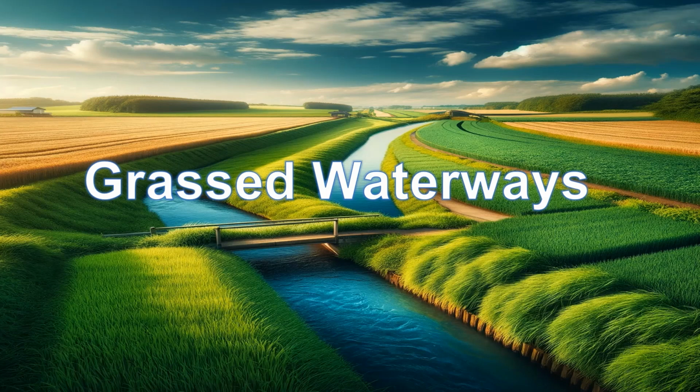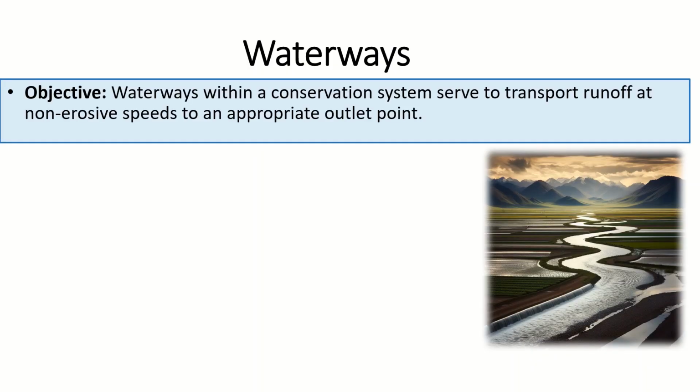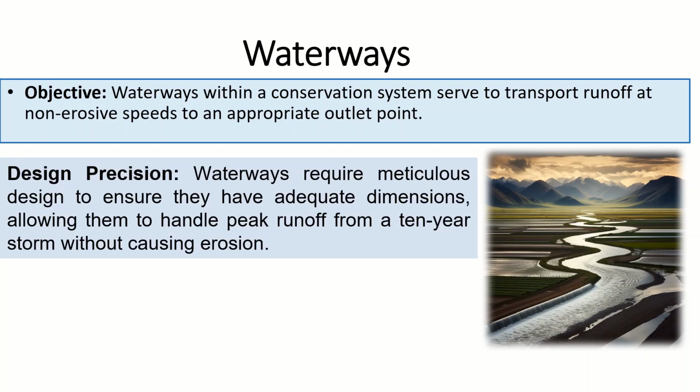Grass waterways. Grass waterways are channels used for conveying water safely at some outlet point. Suitable vegetation is allowed to grow in this type of waterway. The objective of waterways within a conservation system is to transport this runoff at non-erosive speeds to an appropriate outlet point. Our goal here is to reduce the speed of the flowing water so that it becomes non-erosive.